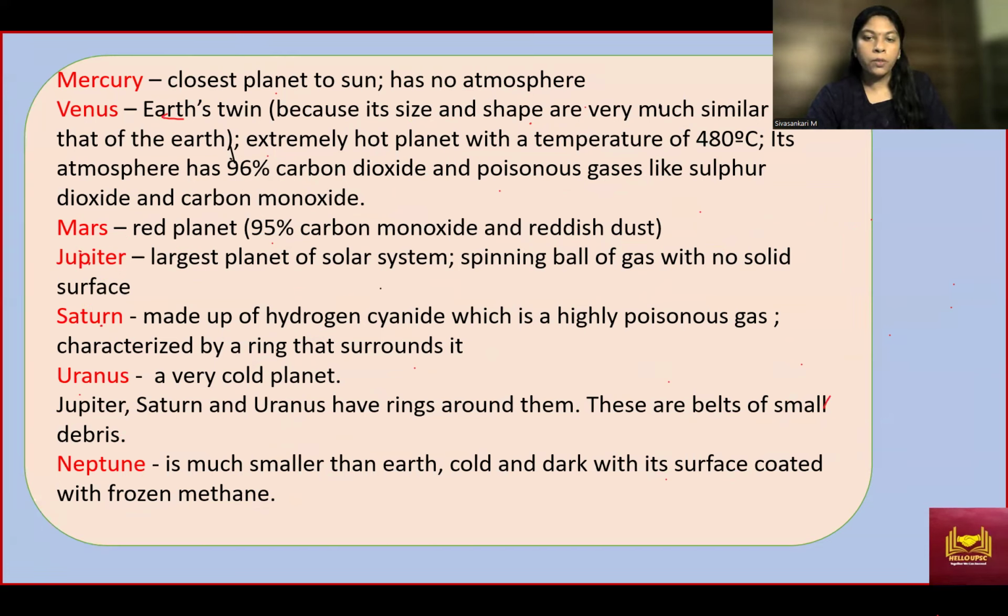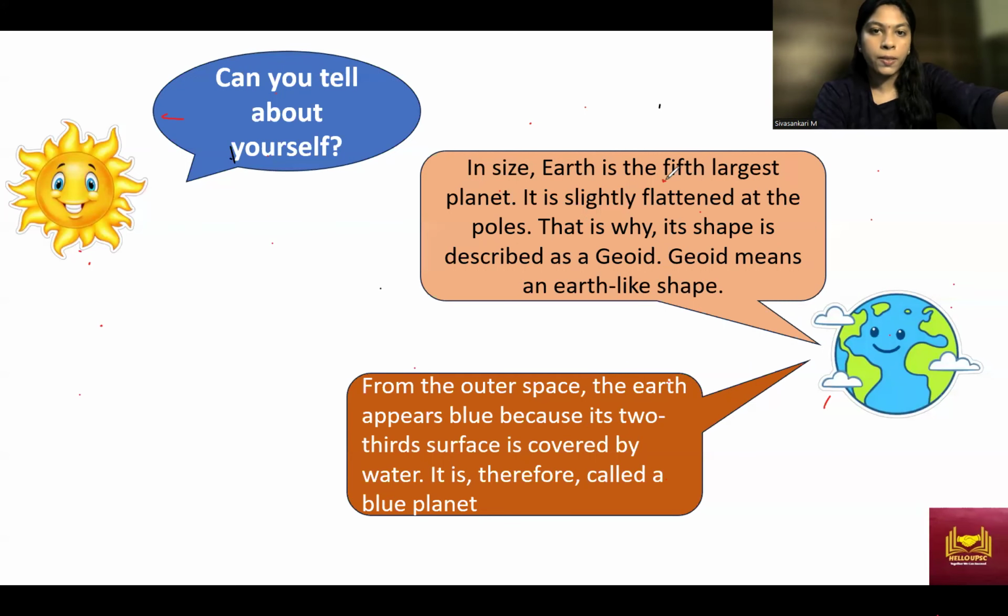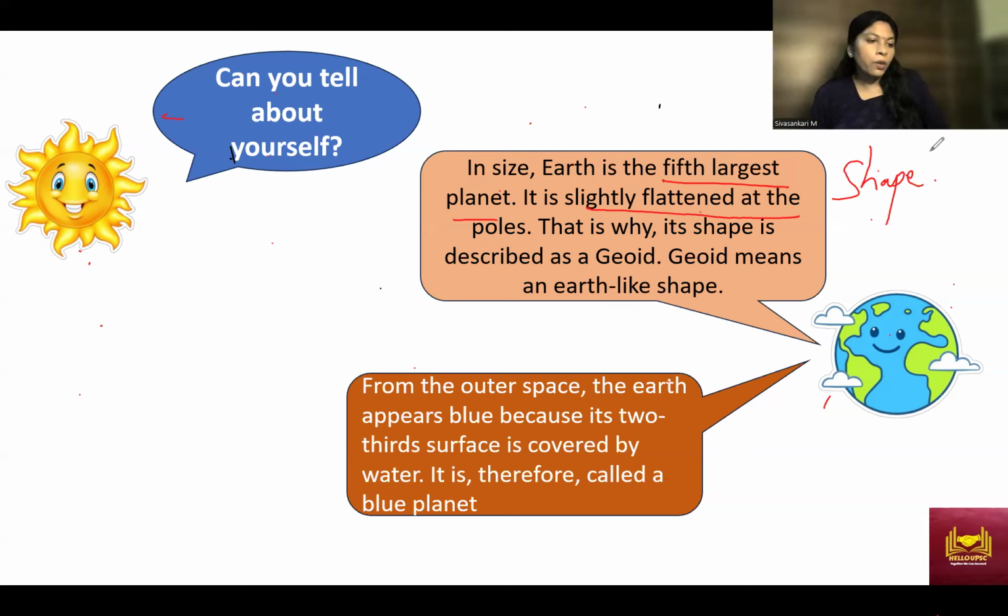Now, first, let us see about the Earth. What are the points we have to know about the Earth? From the NCERTs, we have to know. So the Earth is the 5th largest planet in size. And the slightly flattened shape of the Earth is a bit unique. That is why the shape differs from the other planets. It is slightly flattened at the poles, and that is why the shape is given a different name. What is the name of the shape? Geoid. Geoid means it is a unique, Earth-like shape.